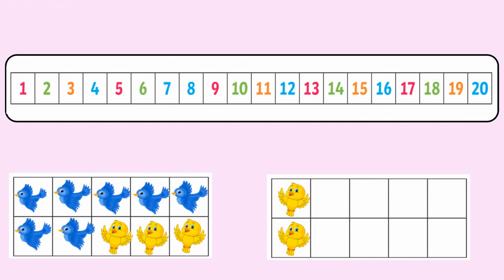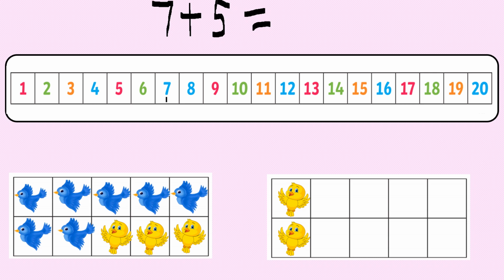Okay, so how many birds did we start with in the tree? That's right, there were 7. And how many yellow birds flew in? 5 more. So my number sentence is 7 add 5 more is equal to, and we have to find the answer. So I start at which number? That's right, I start at 7, and how many more am I adding?